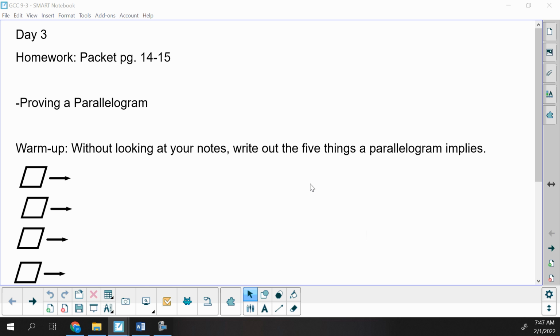All right, welcome to day 3. We've got pages 14 and 15. Let's be putting that in our planners. Also, have your homework out so you're ready to check it when we go over it.